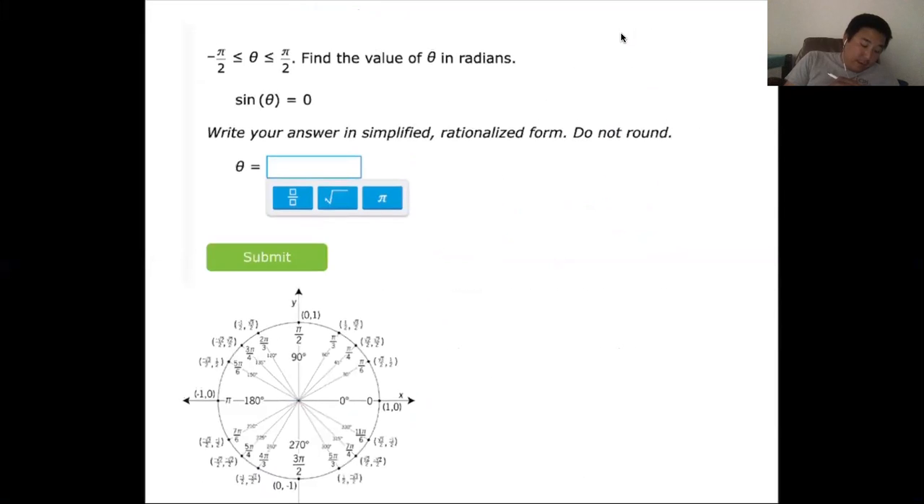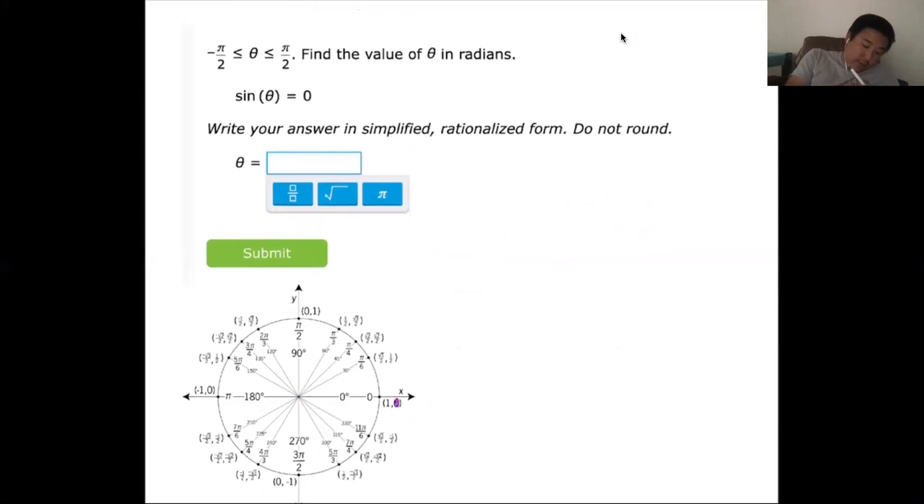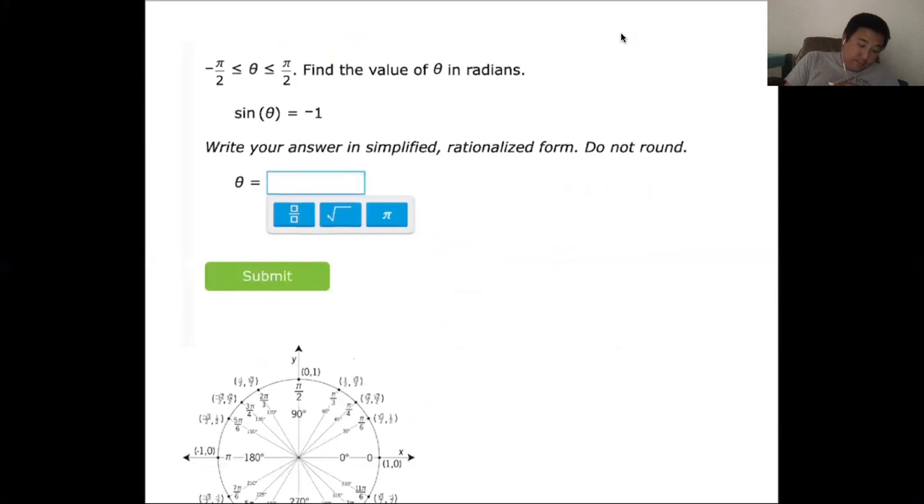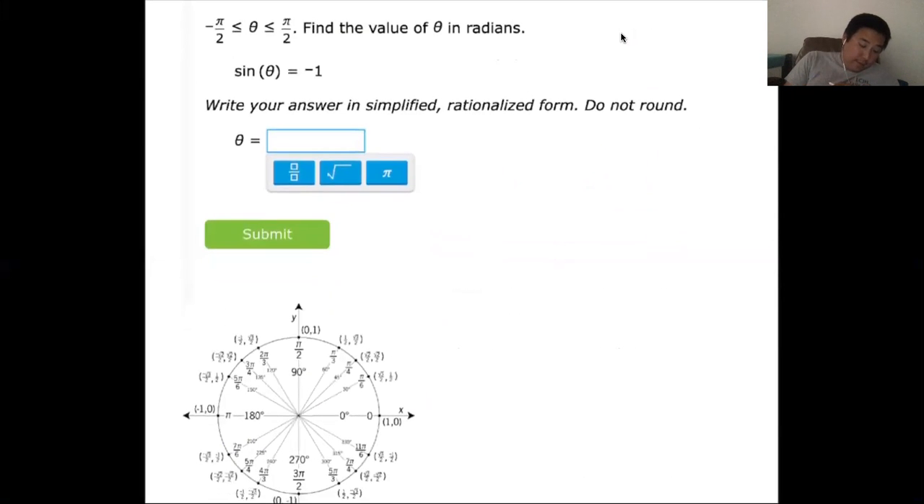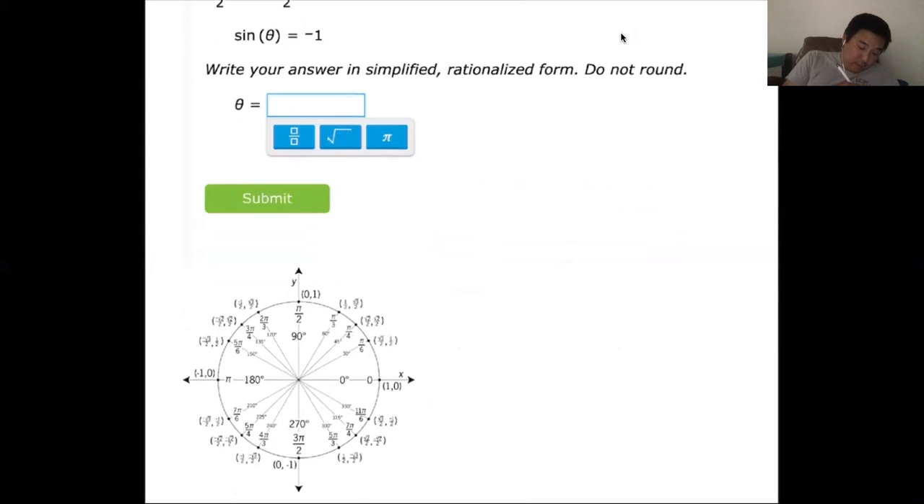Same thing, sine of 0. Well, sine of 0 is just 0. So you want 0. Sine of negative 1. It's right here. I know it says 3 pi over 2, but technically it's negative pi over 2.